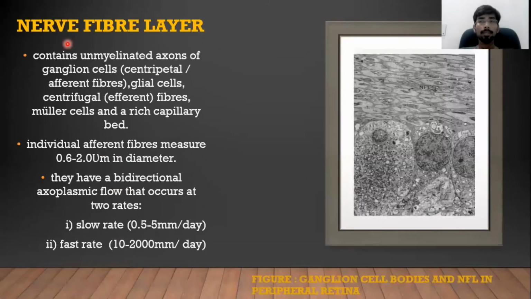So nerve fiber layer contains unmyelinated axons of ganglion cells, glial cells, centrifugal fibers and Muller cells, and rich capillary bed. Individual afferent fibers measure 0.6 to 2 microns in diameter. They have bidirectional axoplasmic flow that occurs at two rates, slow rate and fast rate.